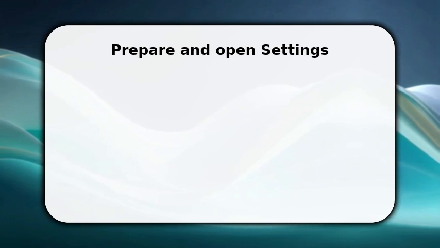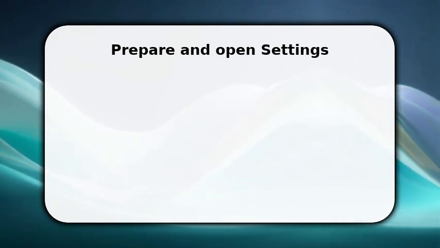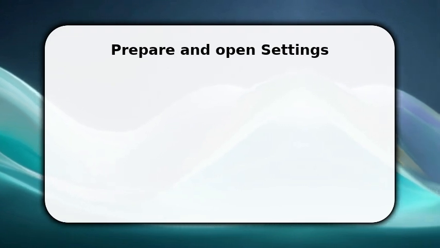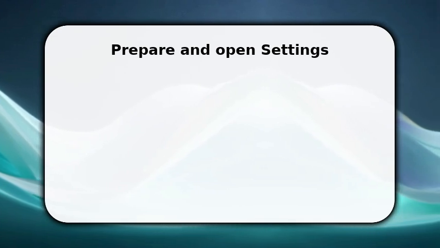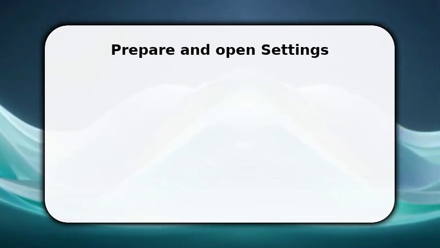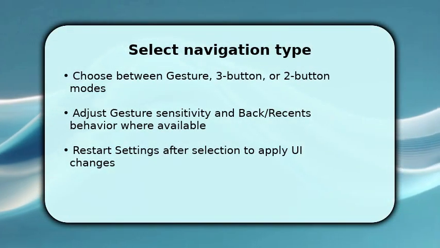If you don't see navigation options, enable Developer Options by tapping build number 7 times in About Phone. This unlocks hidden toggles. Once done, return to Display to find the navigation type selector so you can change bar behavior immediately. You'll now pick the actual navigation mode.